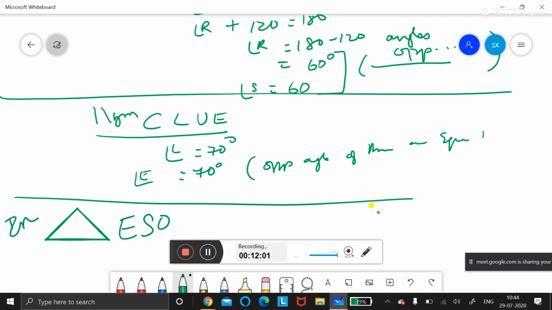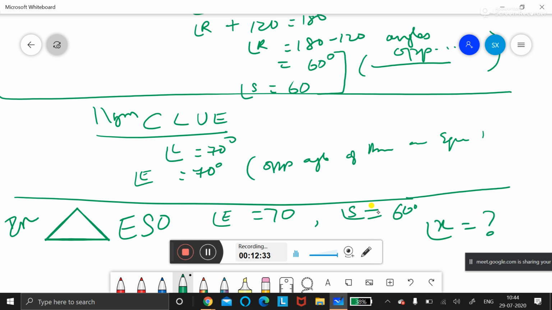In triangle ESO, angle E is equal to how much? 70. Angle S, how much is angle S? 60, ma'am. 60. Very good. So what is angle X?